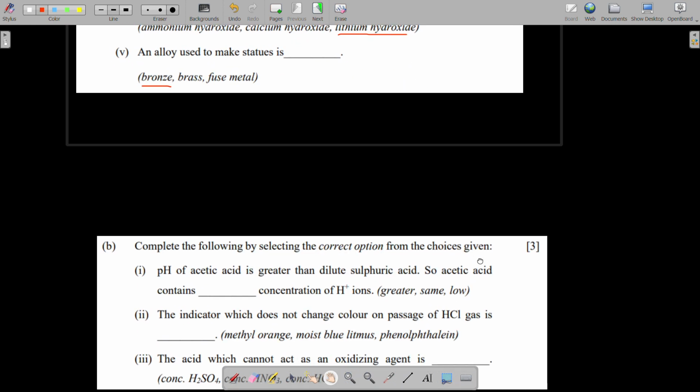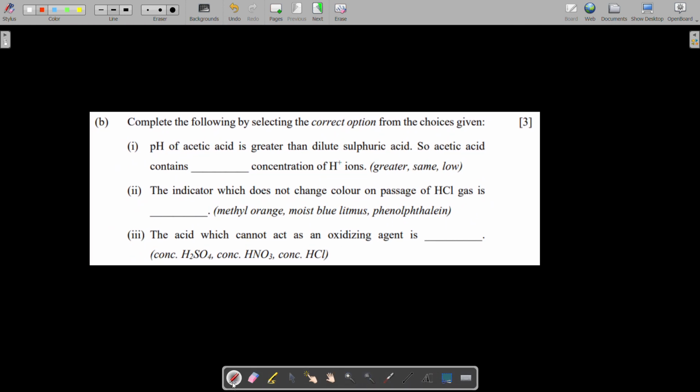Not yet over. See, there are another 3 marks questions. These are easy to get 5 marks. Fill in the blanks. Complete the following by selecting the correct option. pH of acetic acid is greater than dilute sulfuric acid. So acetic acid contains dash concentration of H plus ions.